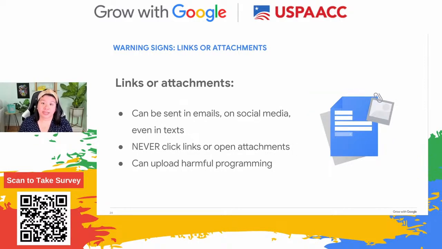Scams often contain links or forms to fill out. They may also have attachments. Links and attachments can be sent in emails, via social media messaging, or even text. Links can be used to collect information about you, upload dangerous materials to your device, or email your contacts. Likewise, scammers use forms to collect your information.